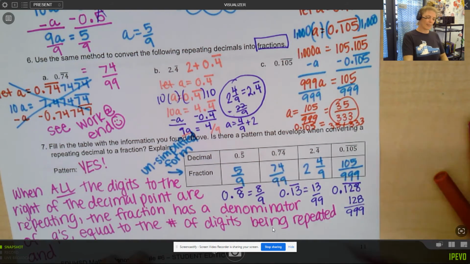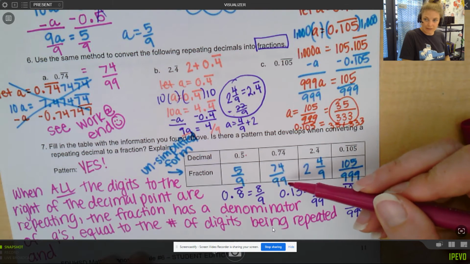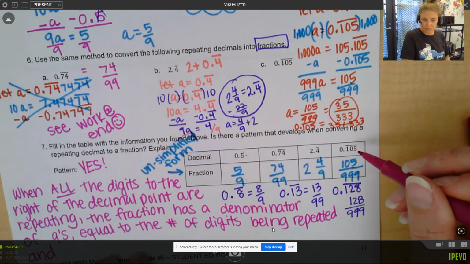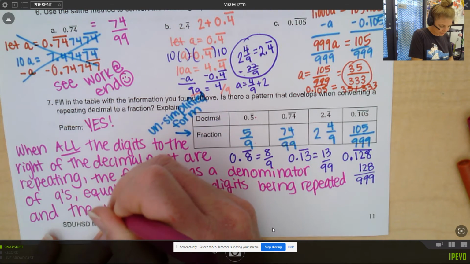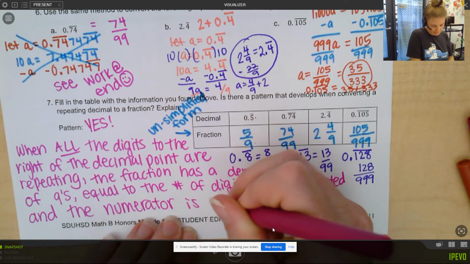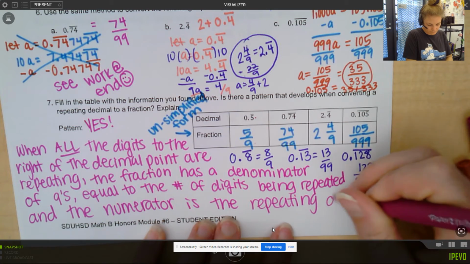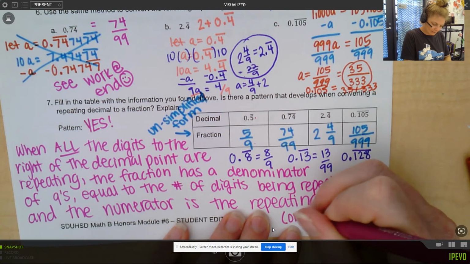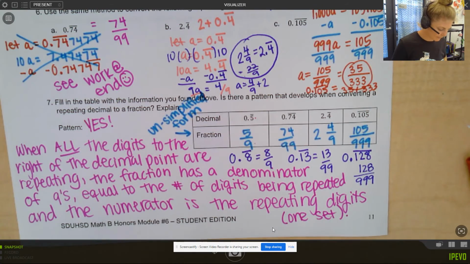And so look, 1 digit repeating, 1 9 in the denominator. 2 digits repeating, 2 9s in the denominator. 1 digit repeating, 1 9 in the denominator. 3 digits repeating, 3 9s in the denominator. And the numerator is the repeating digits, but like one set, right? It's the digits being repeated.